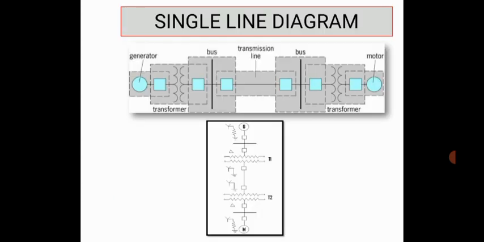And the next title, single line diagram. You have to see the diagram. This is a single line diagram of the generator, first one, and next one transformer, next one bus, next one transmission line, then motor. So these are the different ways of representing the components: generator, buses, motors, transformers, transmission lines, etc.